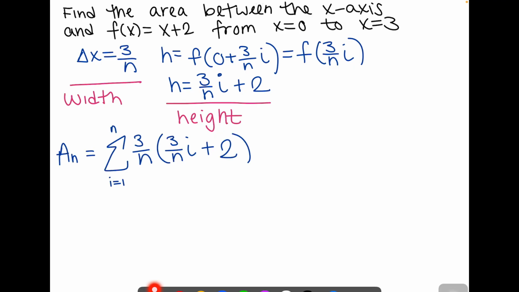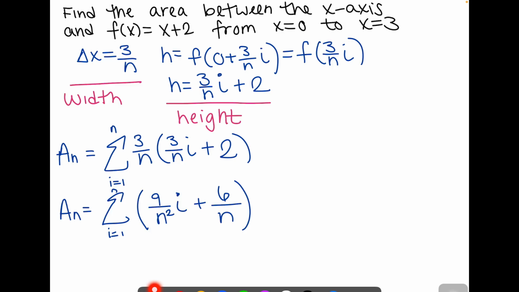So that means the area is going to be the width times the height. So that would be the area of each rectangle. And if we have n rectangles, we're going to add up, using this sigma notation, the area of each rectangle. So when we have n rectangles, we're going to create a sum from i equals 1 to n. So first rectangle up to the nth rectangle of our width times our height. I'm going to go ahead and distribute that 3 over n. That gives me 9 over n squared i plus 6 over n.